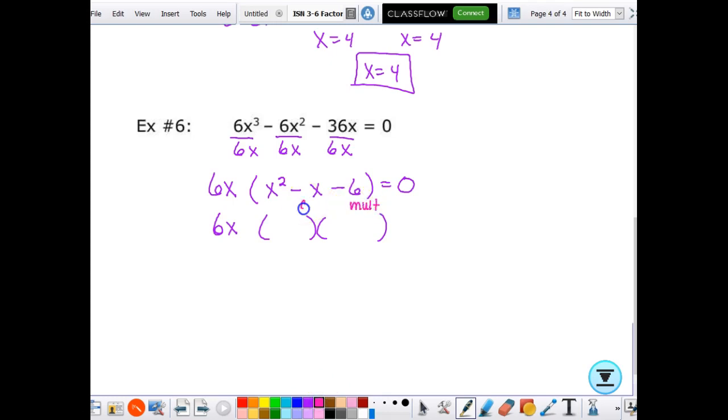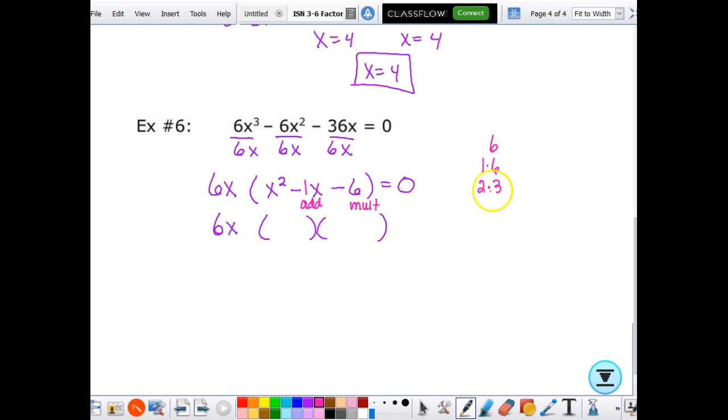What multiplies to negative 6 that adds to negative 1? Now this is a tricky combination. It can play a trick on your brain. We're trying to make a 6, so 1 times 6 and 2 times 3. We need it to be a 1. Well, 2 minus 3 is going to be 1.